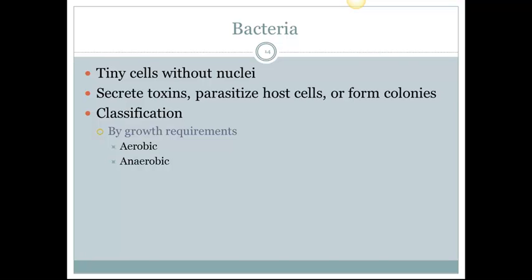Bacteria are tiny cells without a nucleus. They excrete toxins, parasitize host cells, and form colonies. They are classified based on their growth requirements, either aerobic or anaerobic. Aerobic meaning they require oxygen, and anaerobic meaning they don't require oxygen in order to survive. Some examples of bacteria that are common in healthcare are MRSA, VRE, or vancomycin-resistant enterococci, or strep infections.